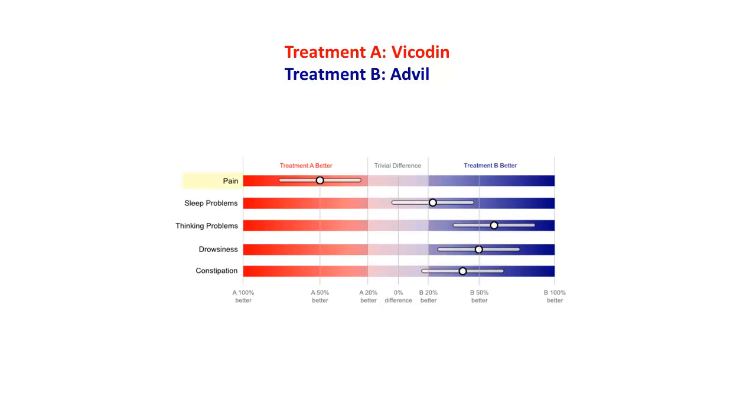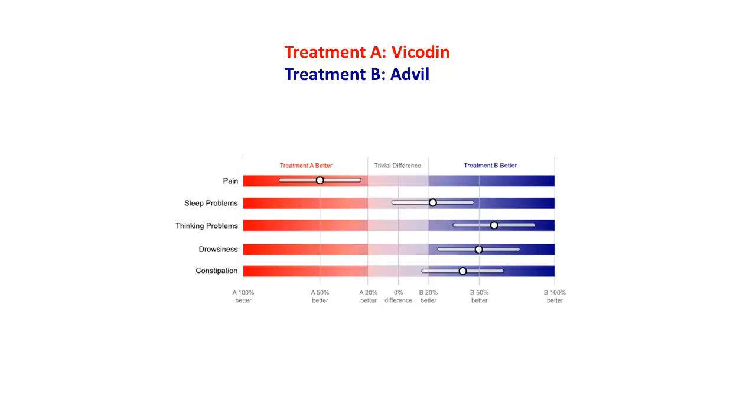The results for pain, as we saw before, are clearly better for Vicodin than for Advil, and the margin of error doesn't cross into this neutral zone. So we can be pretty confident this is a true effect. On the other hand, most of the other outcomes seem to favor Advil.